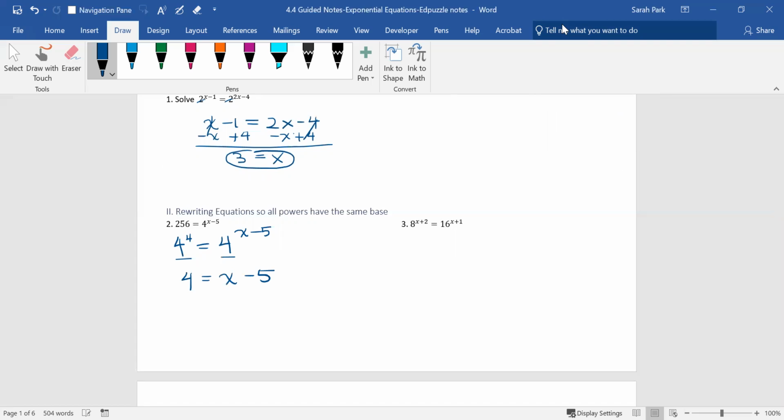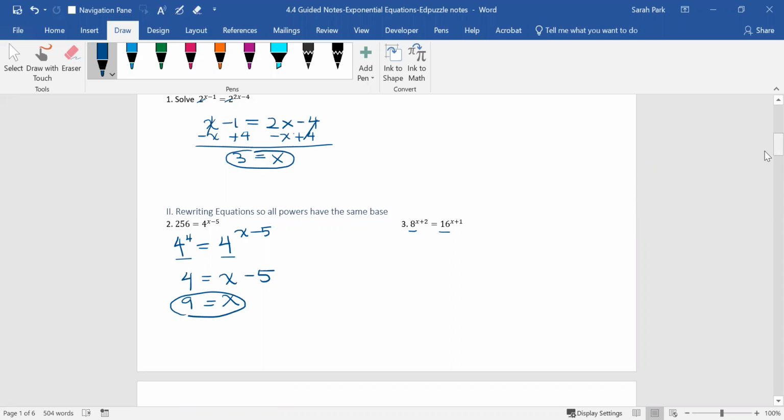And then we can add 5 to both sides and get x is equal to 9. Let's take a look at number 3 now. We have 8 raised to the x plus 2 and then 16 to the x plus 1. 8 and 16 are not written as the same base. So let's make it look like they have a common base.